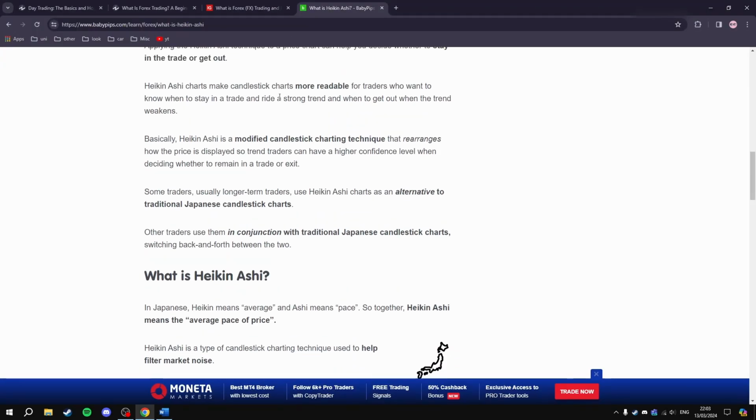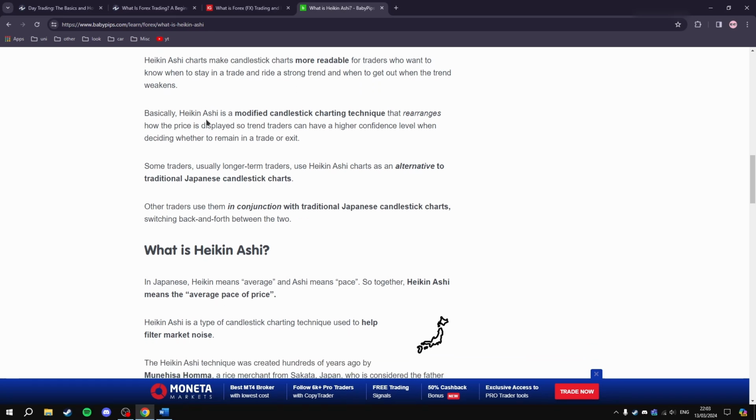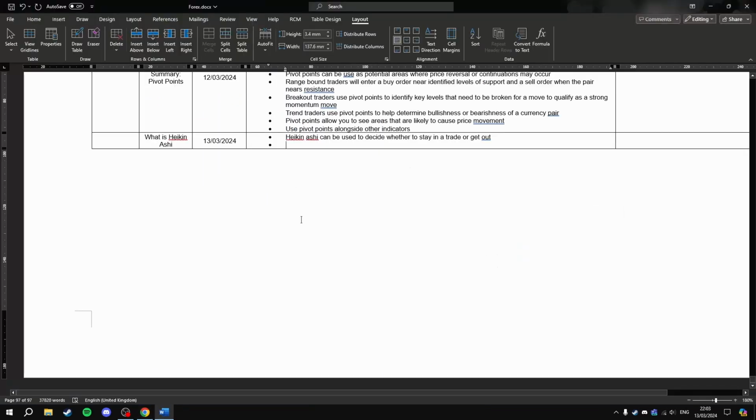Heikin Ashi charts make candlestick charts more readable for traders who want to know when to stay in a trade and ride a strong trend and when to get out when the trend weakens. Basically, Heikin Ashi is a modified candlestick charting technique that rearranges how the price is displayed so trend traders can have a higher confidence level when deciding whether to remain in a trade or exit.